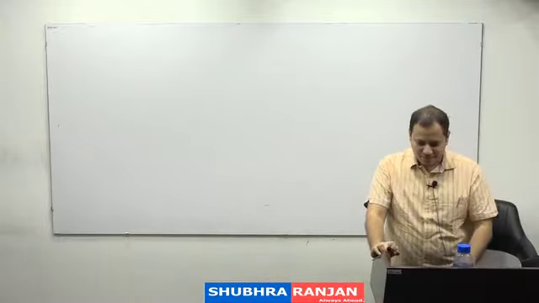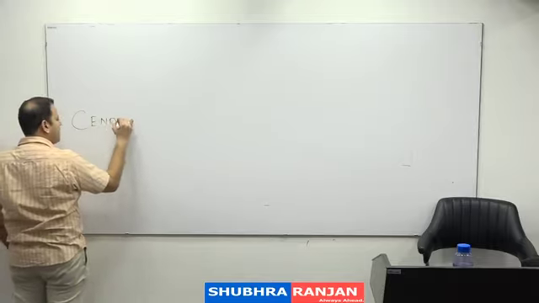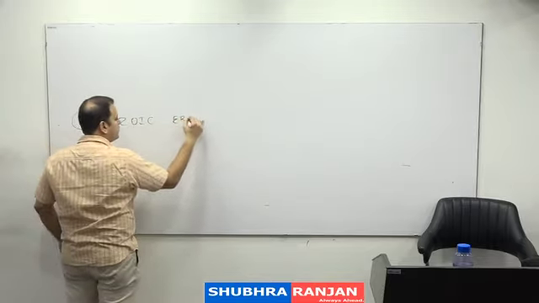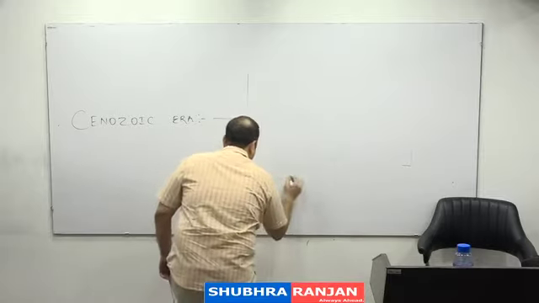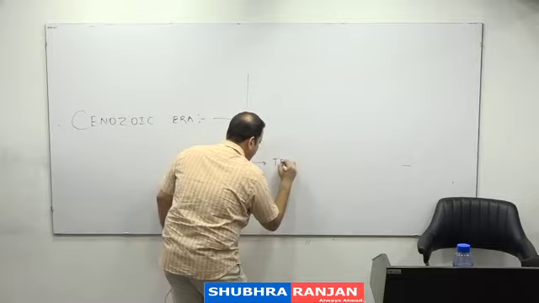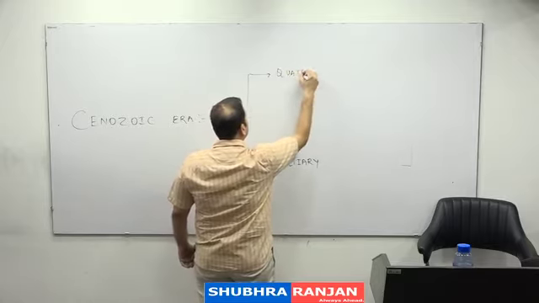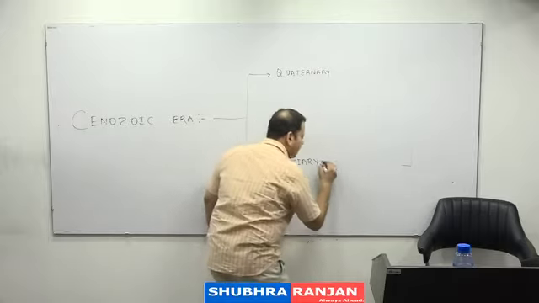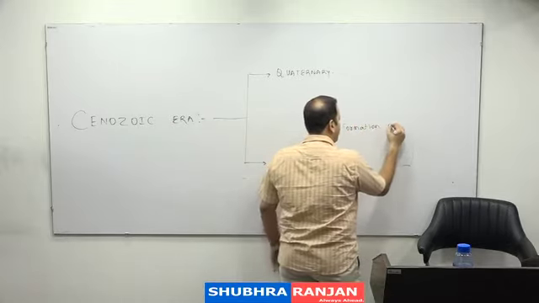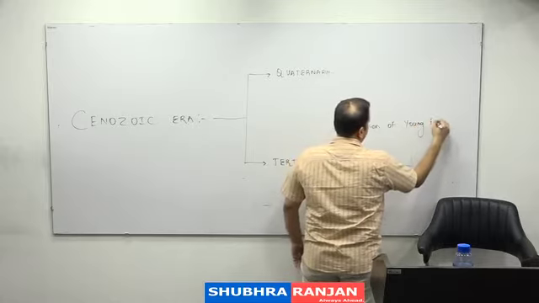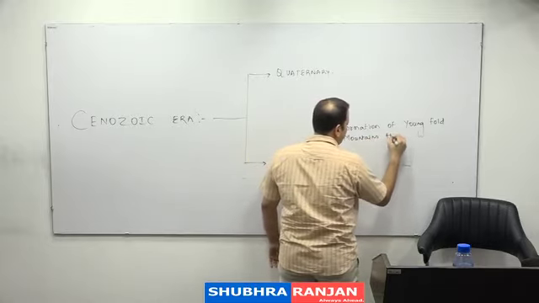Then the next era is which era? Cenozoic era. Cenozoic era is further divided into tertiary and quaternary. And you already know what happened in the tertiary period? There was formation of young fold mountains, known as Himalayas.